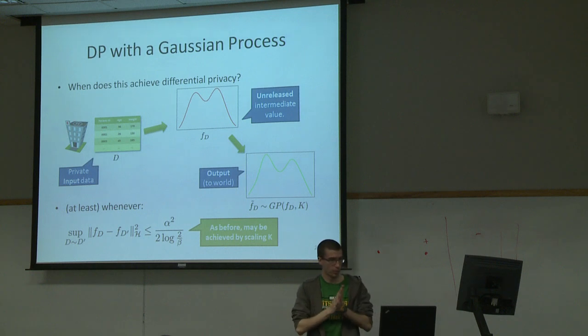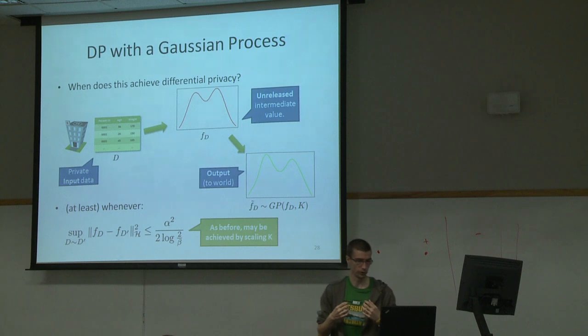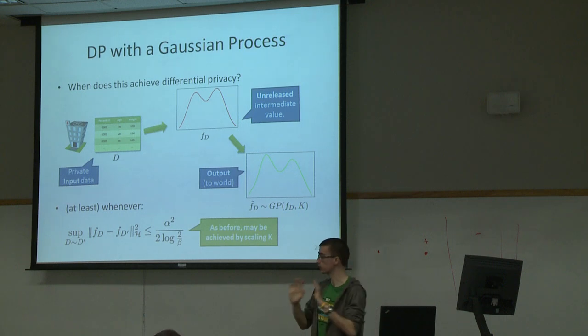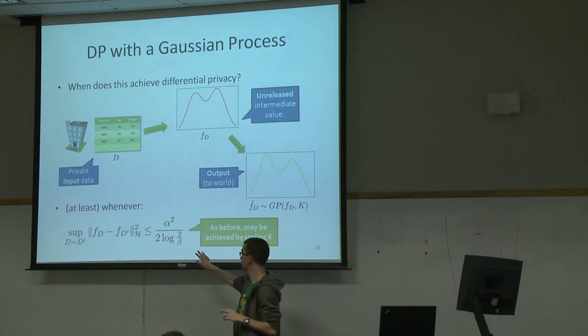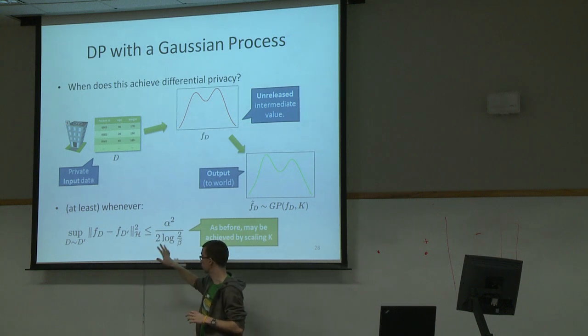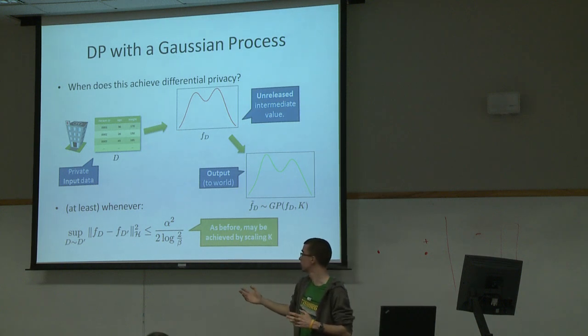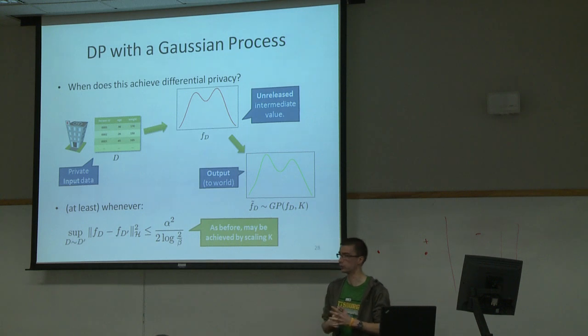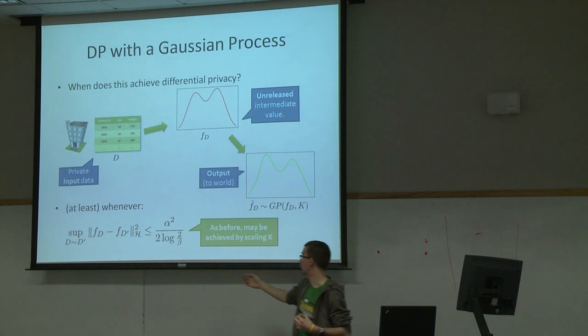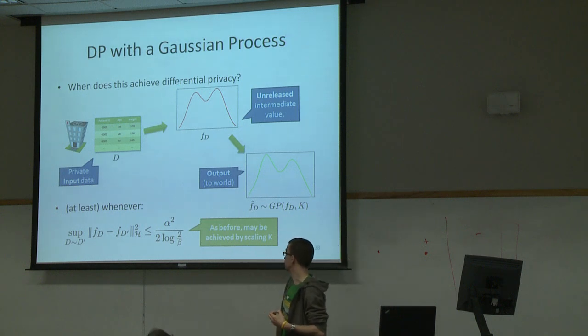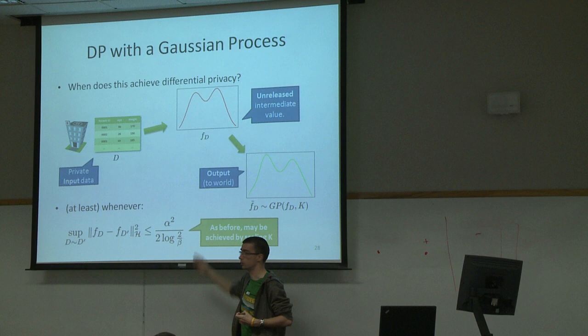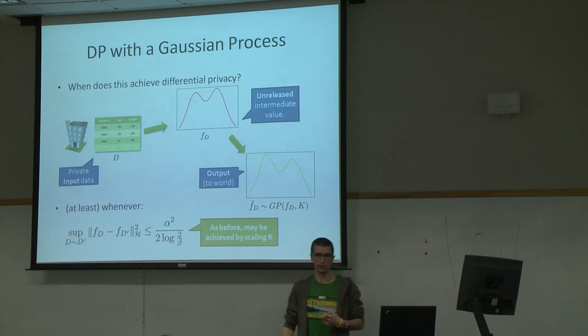Anyway, going back to our original question of when adding Gaussian process noise achieves differential privacy, we'd say at least whenever the distance in the reproducing kernel Hilbert space is bounded above by the appropriate term. I say at least because this is a sufficient condition; I haven't shown a necessary condition or anything like that. And likewise, whenever this difference is bounded, then the correct term can be got on the right side just by scaling the covariance kernel.